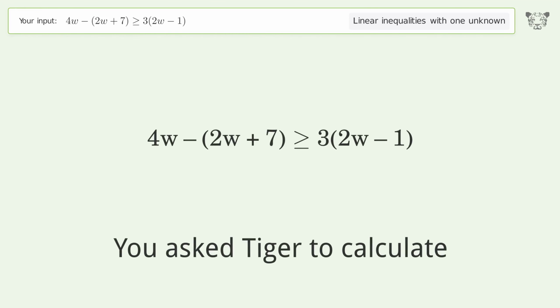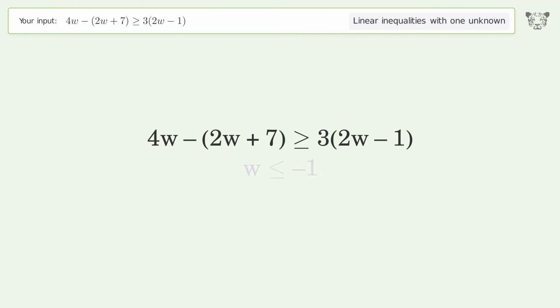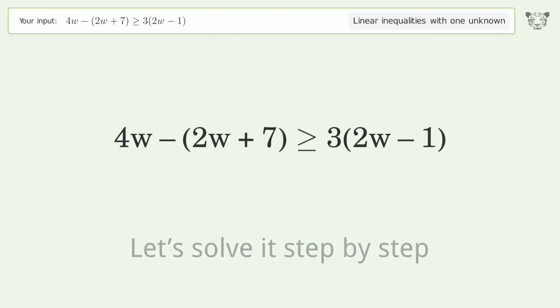You ask Tiger to calculate. This deals with linear inequalities with one unknown. The final result is w equal or smaller than -1. Let's solve it step by step.